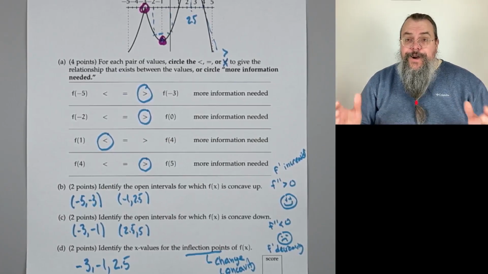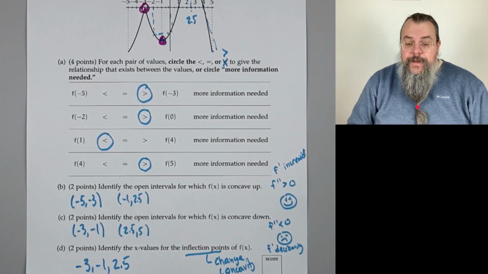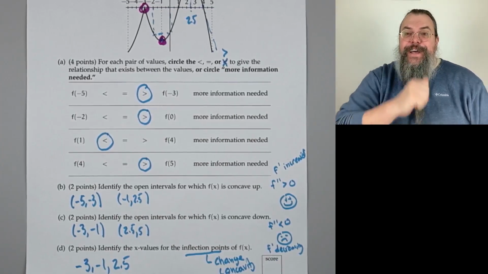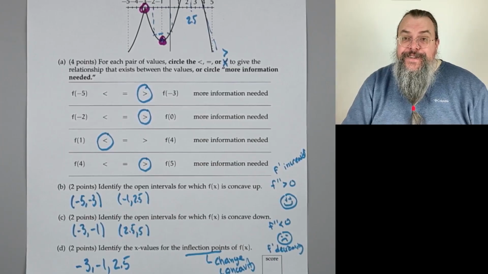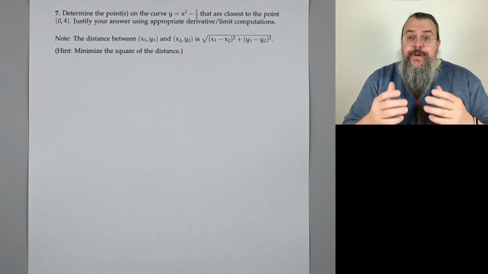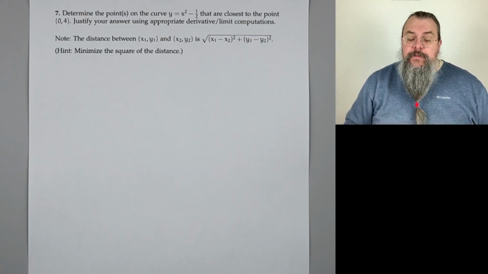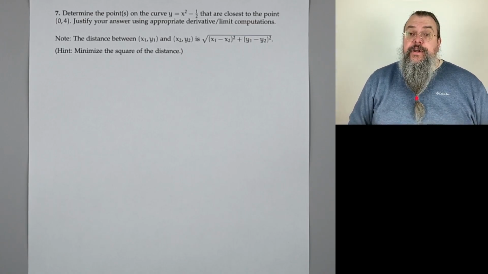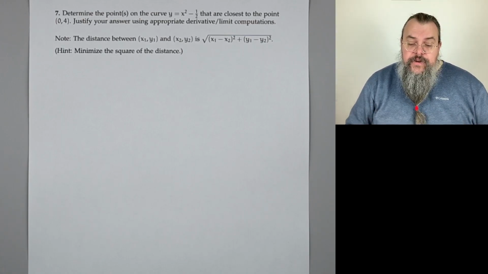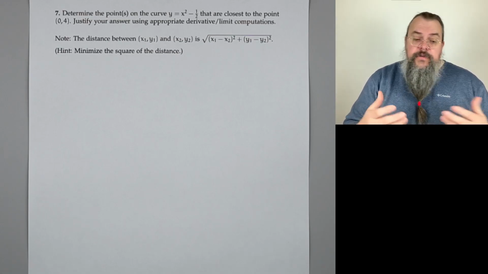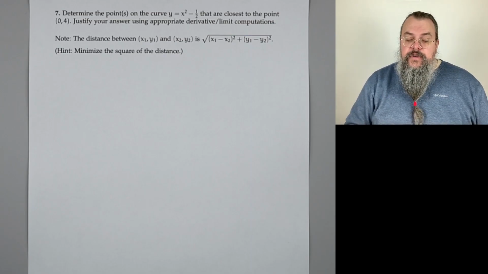But good times. That's number 6, right? One more. One last problem and we'll be done. Our final problem. Number 7. Determine the points on the curve y equals x squared minus a half that are closest to the point 0, 4. And justify your answer using appropriate derivative or limit computations.